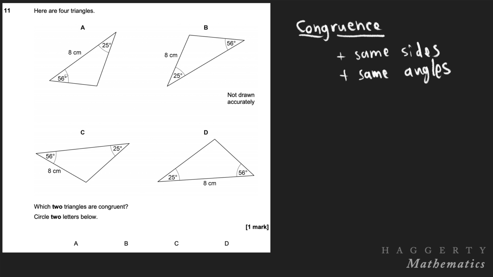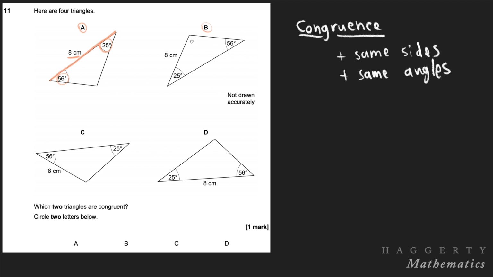So you might say, hey, all of these triangles are congruent, right? They've all got angles of 56, they've all got angles of 25, and they all have side lengths of 8. But that doesn't mean they're necessarily all congruent, because the angles themselves are playing a different relationship to the side length in question. The side length is 8 centimeters, and in triangle A we have the 8 centimeter length here. You can see how the angle of 56 and the 25 are both adjacent to that side length of 8 centimeters.